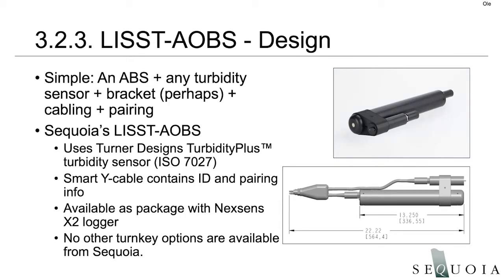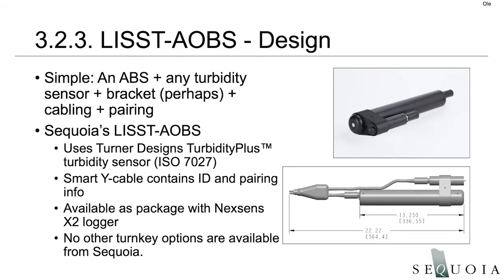The design of the AOBS, well, it's really mechanically fairly simple. It's a LISST-ABS, any turbidity sensor and respective cabling and some pairing, and then you can create your own. Now, we also at Sequoia provide fully paired and ready-to-go AOBS as well. For that, we have decided to just go with one turbidity sensor in order not to have to integrate turbidity sensors from every single manufacturer. We use the Turner Designs Turbidity Plus sensor. Turner Designs is in California, and they've made turbidity sensors for decades.